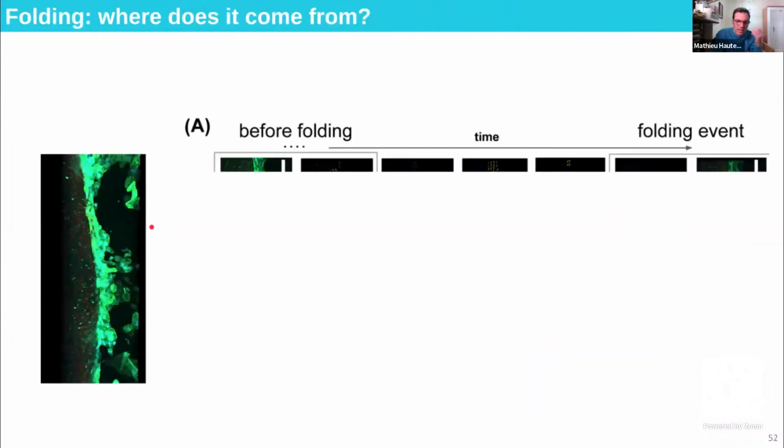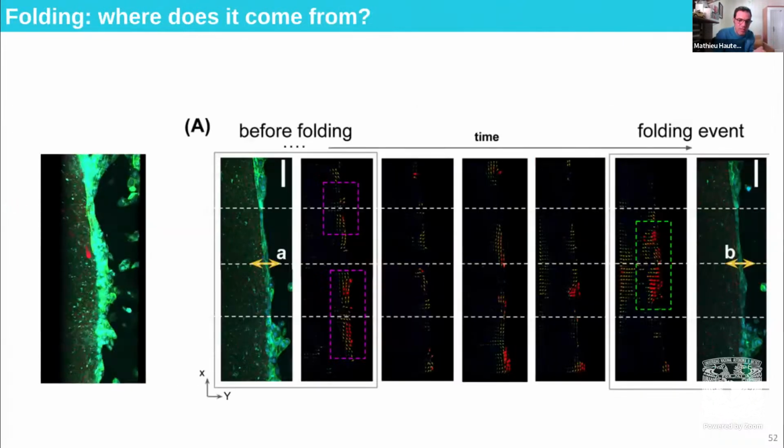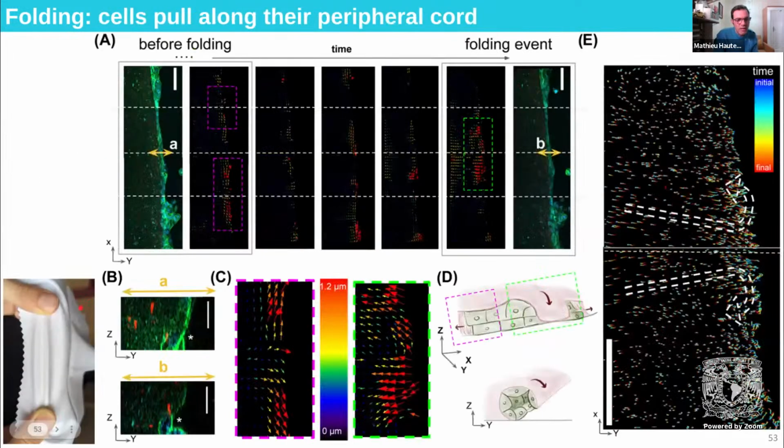So the idea that Jimena had to prove that they were actually pulling, like when I showed you the image of the 2 hands pulling a soft fabric, she used fluorescent beads inside the dome. These are the cells in green. And she took many, many videos to show that when you look at the displacement of the beads, I will skip this one and go directly here. Basically, they're doing exactly this. They're pulling along the gel.